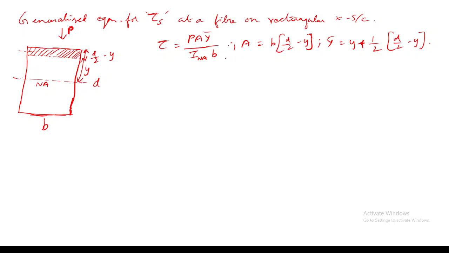And what will be the moment of inertia formula for a rectangular cross section? b d cube by 12. And what is b here? It is simply b. For example, if there is a triangular cross section, then you have to take b corresponding to this value, not this value.